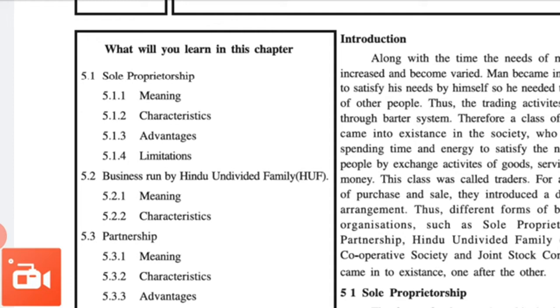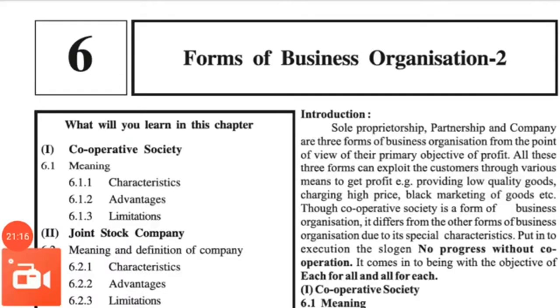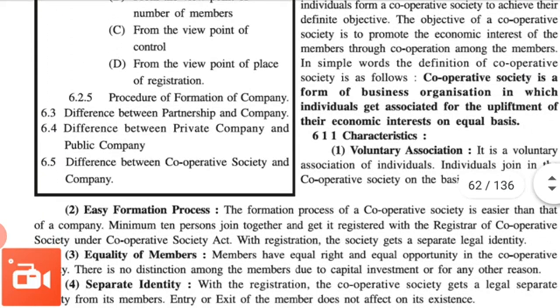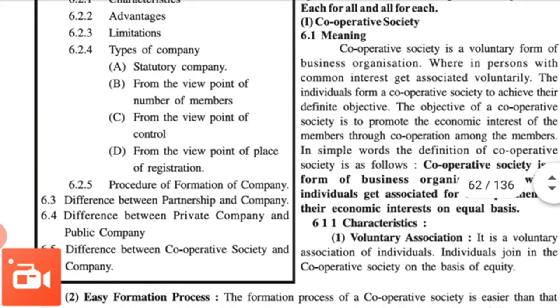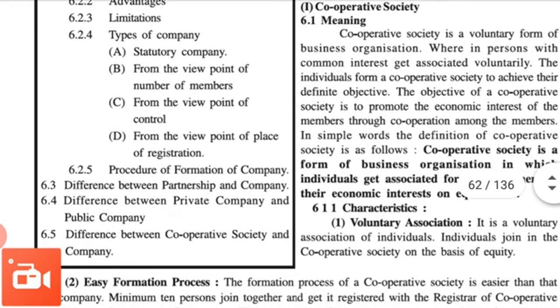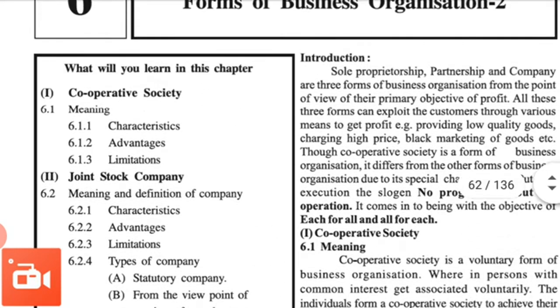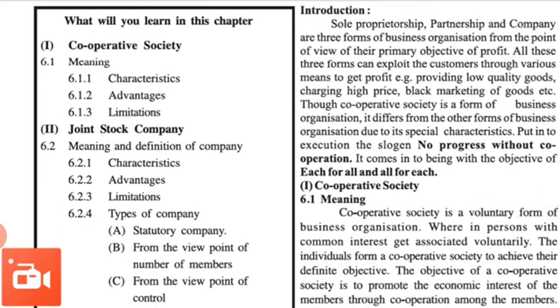Then chapter number 6, Forms of Business Organization 2. In chapter number 5, we talked about forms of organization 1: sole proprietorship, partnership and HUF. In this chapter, we will talk about the cooperative society, then joint stock company, only 2. Then difference between partnership and company, private company and public company, then cooperative society and company. So only 2 points are covered in this chapter: cooperative society and joint stock company.